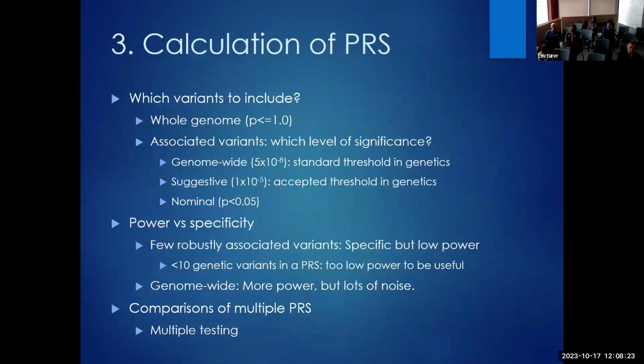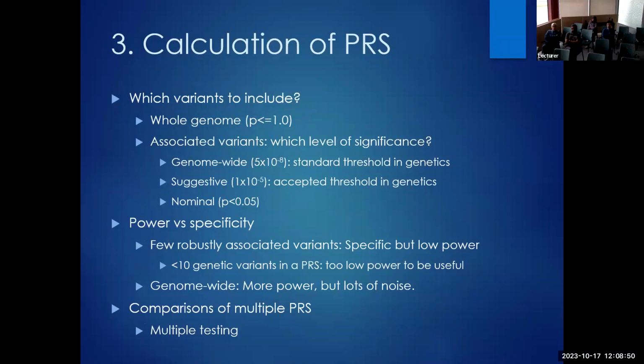So if you're calculating a PRS, you can include genetic variants across the whole genome, irrespective of the p-value for the association. Or you can take genetic variants that are only associated with the phenotype. So typically we'd take variants that reach genome-wide level of significance. That's a standard threshold for genetic studies.